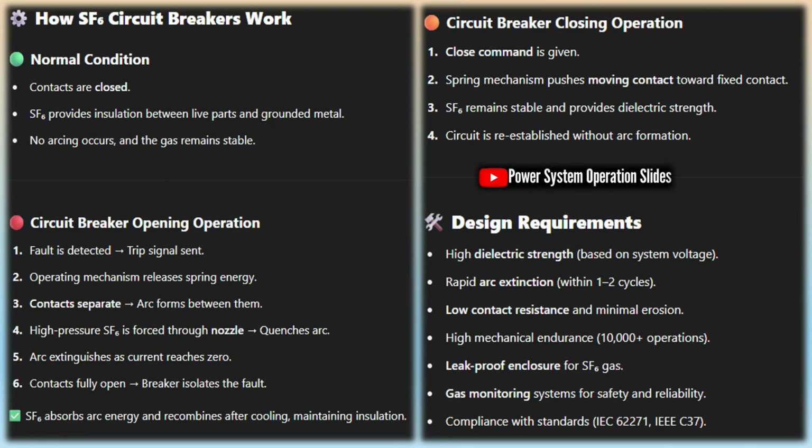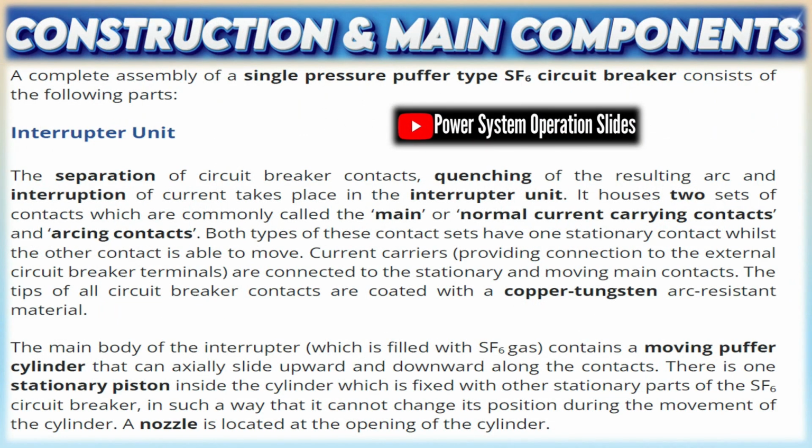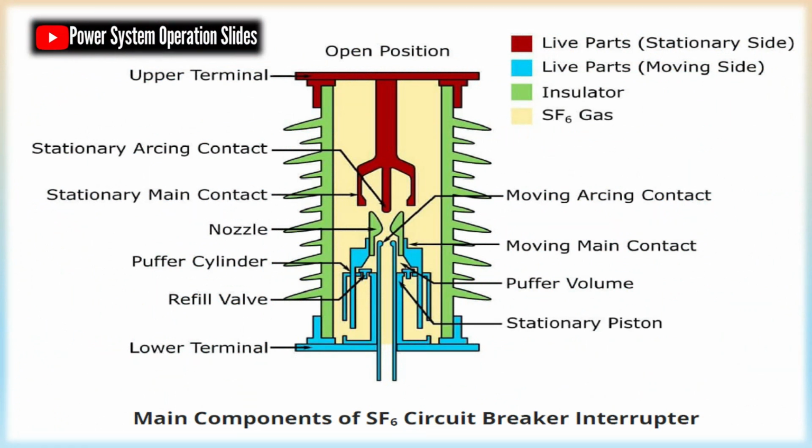Construction and main components. A complete assembly of a single pressure puffer type SF6 circuit breaker consists of the following parts. Interrupter unit: the separation of circuit breaker contacts, quenching of the resulting arc, and interruption of current take place in the interrupter unit. It houses two sets of contacts, which are commonly called the main or normal current carrying contacts and arcing contacts. Both types of these contact sets have one stationary contact whilst the other contact is able to move. Current carriers providing connection to the external circuit breaker terminals are connected to the stationary and moving main contacts. The tips of all circuit breaker contacts are coated with a copper tungsten arc-resistant material.